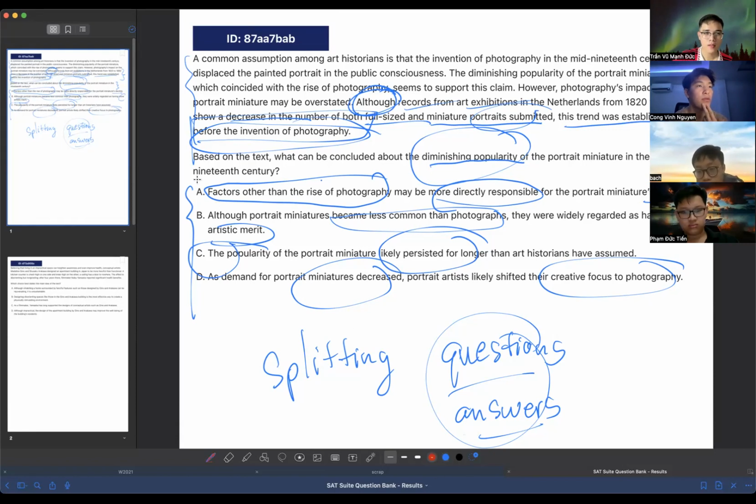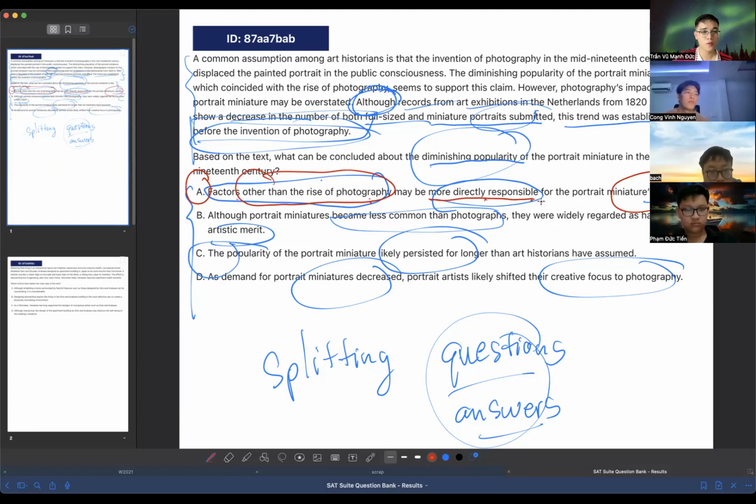Okay, here is the question, option A. Look, factors other than the rise of photography may be more directly responsible for the decline of portrait miniature. So you can see that it is talking about the decline, and factors other than the rise of photography being more directly responsible. How can I spot it as quickly as possible? I'm not going to reread the entire thing, but I will read what I have split. The only thing that I care about is the split questions or answers.